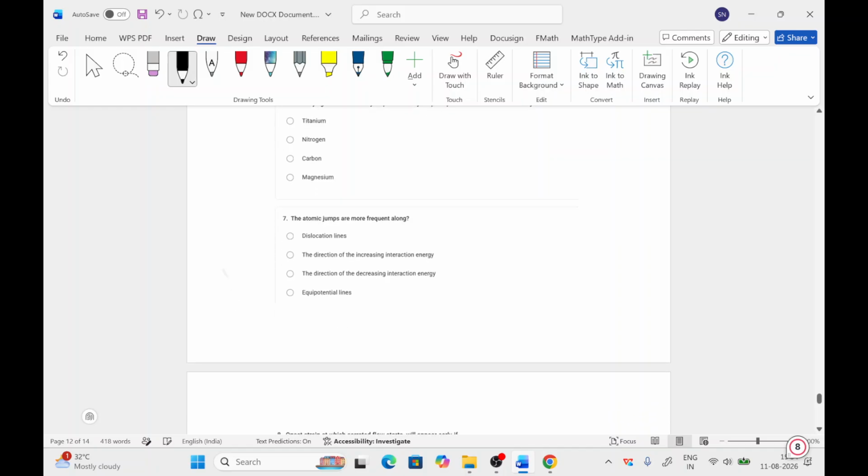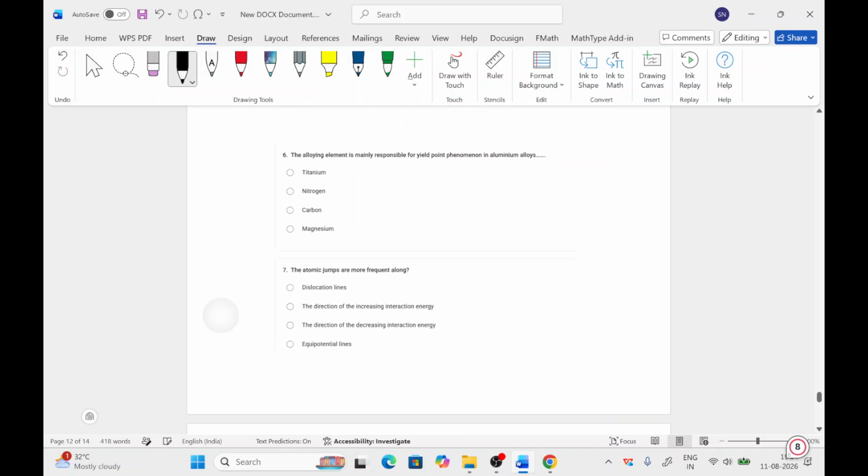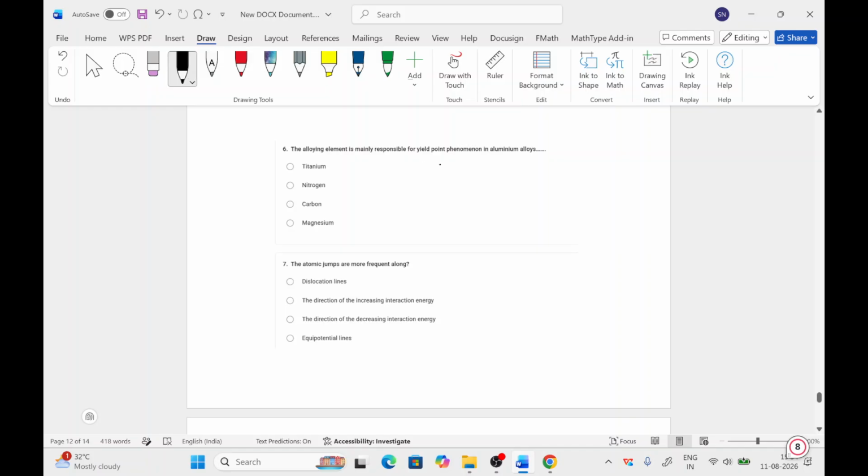The next question: the alloying element mainly responsible for yield point phenomenon in aluminum alloys is magnesium. In aluminum magnesium alloy only the yield point phenomenon occurs.